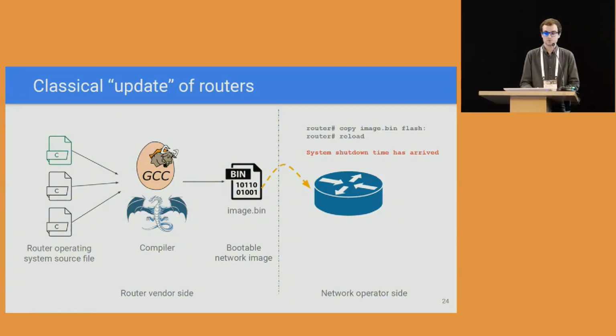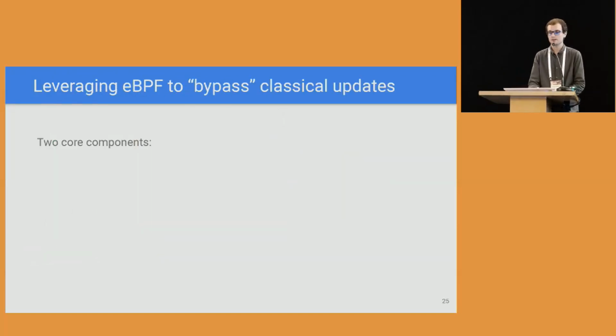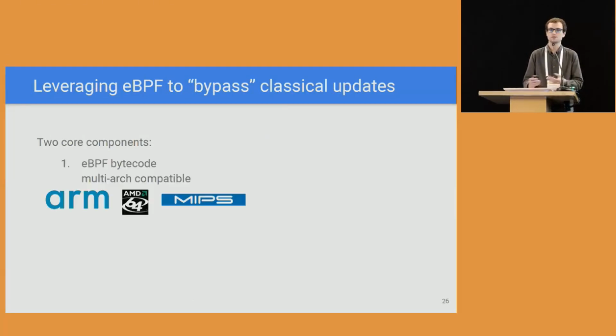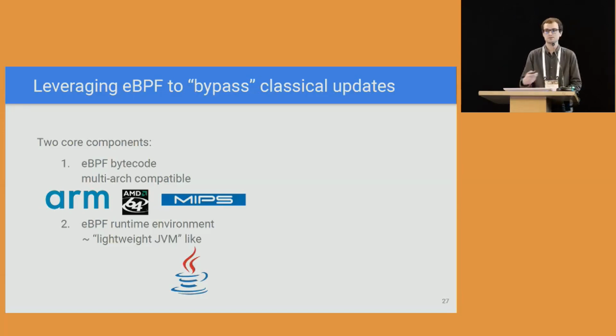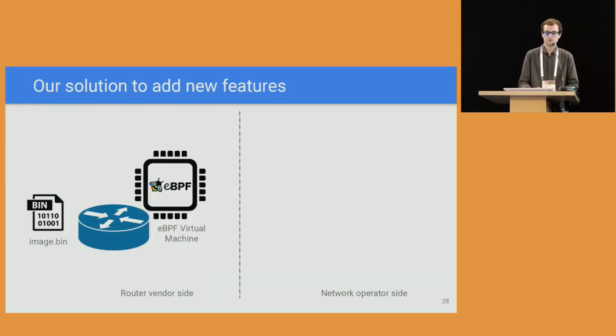To bypass this classical update, we will leverage eBPF, which is basically two core components. The first one is eBPF bytecode. This is a bytecode which is multi-architecture compatible, which is really nice for our use case because routers have CPUs from different architectures. Then you have a runtime environment that will fetch the bytecode and execute it inside an isolated environment. You can think of it as a kind of Java virtual machine. With this eBPF technology, as a router vendor, you first have to add it inside your routers.